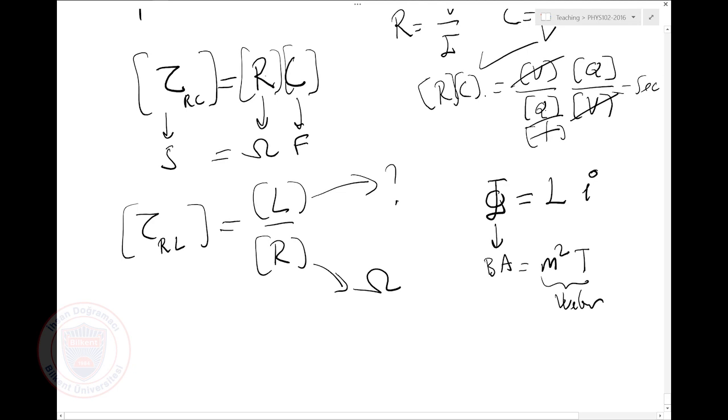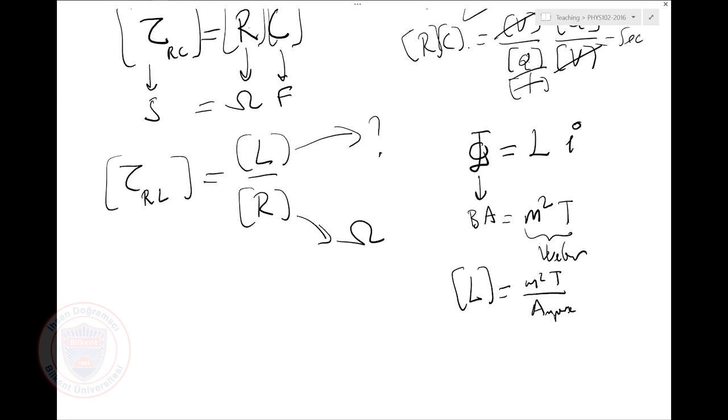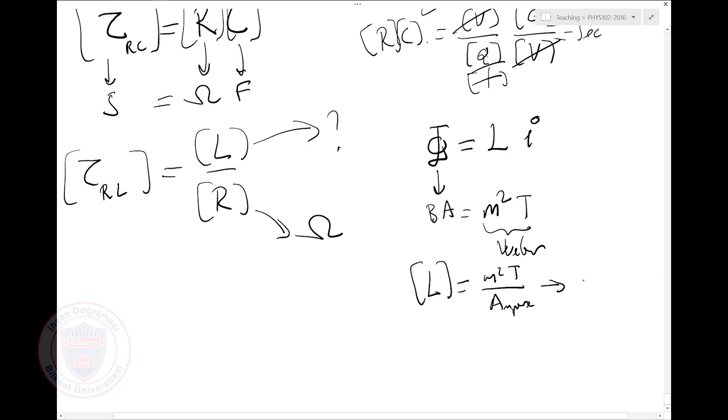All right, so the unit of L will be meter square Tesla divided by ampere. Okay, that's nice, but it also gets a special name. It is called a Henry.